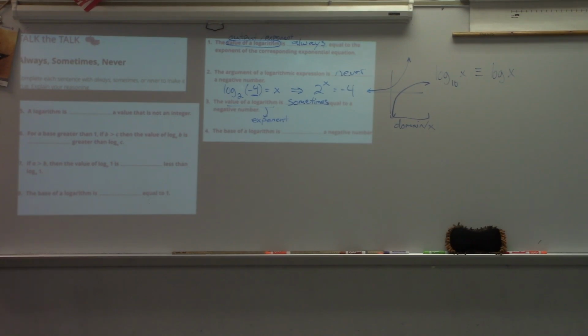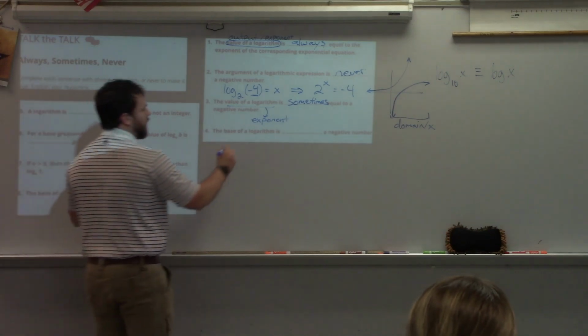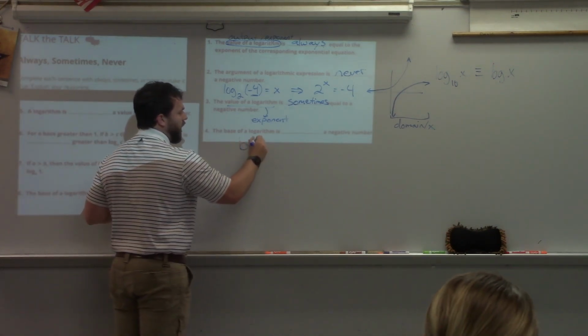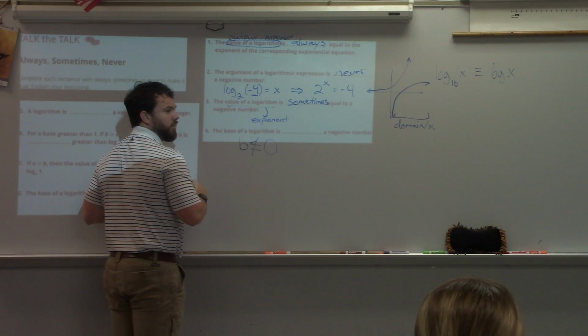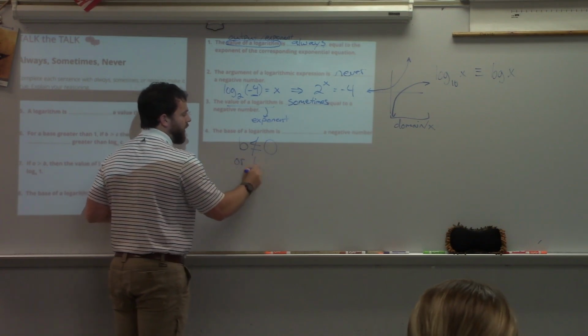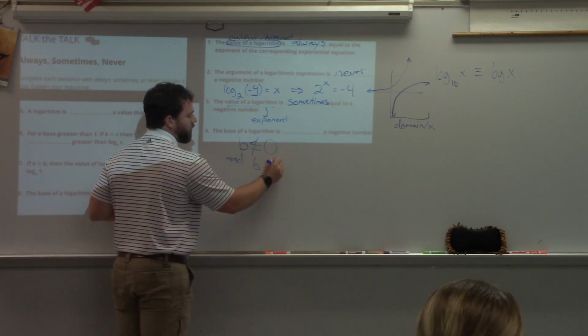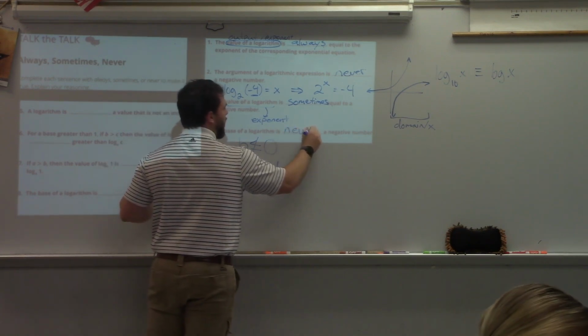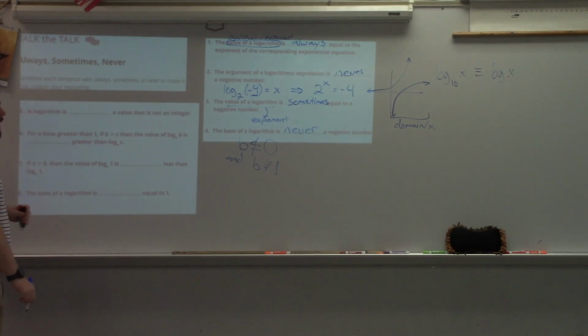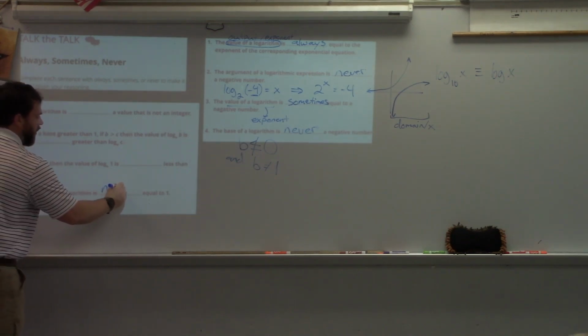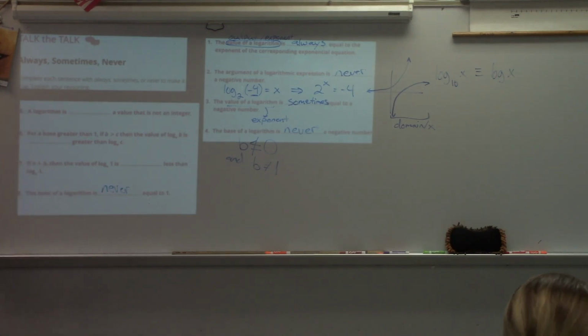The base of a logarithm is sometimes, always, or never a negative number? Never. Remember, we talked about it: the base cannot be less than or equal to 0, and the base cannot equal 1. That is true both for an exponential and for a logarithm, and it's true for a logarithm because it's true for an exponential.